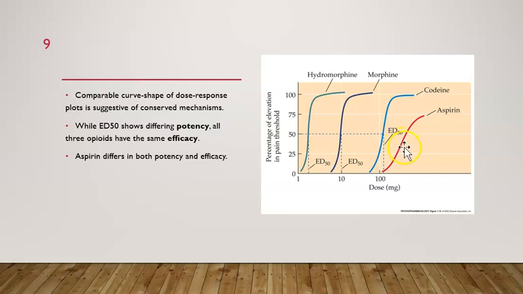The ED50 would probably be right about there. Our lines are helpful, so it'd be up here. What is that dose? I don't even know, because this is not to scale. But it doesn't overlap with any of these lines, so we know it's going to have a different potency. The difference in efficacy and the slope and width of this curve, notice it looks different, suggest that aspirin probably works through a different mechanism, whereas hydromorphone, morphine, and codeine all probably work the same.